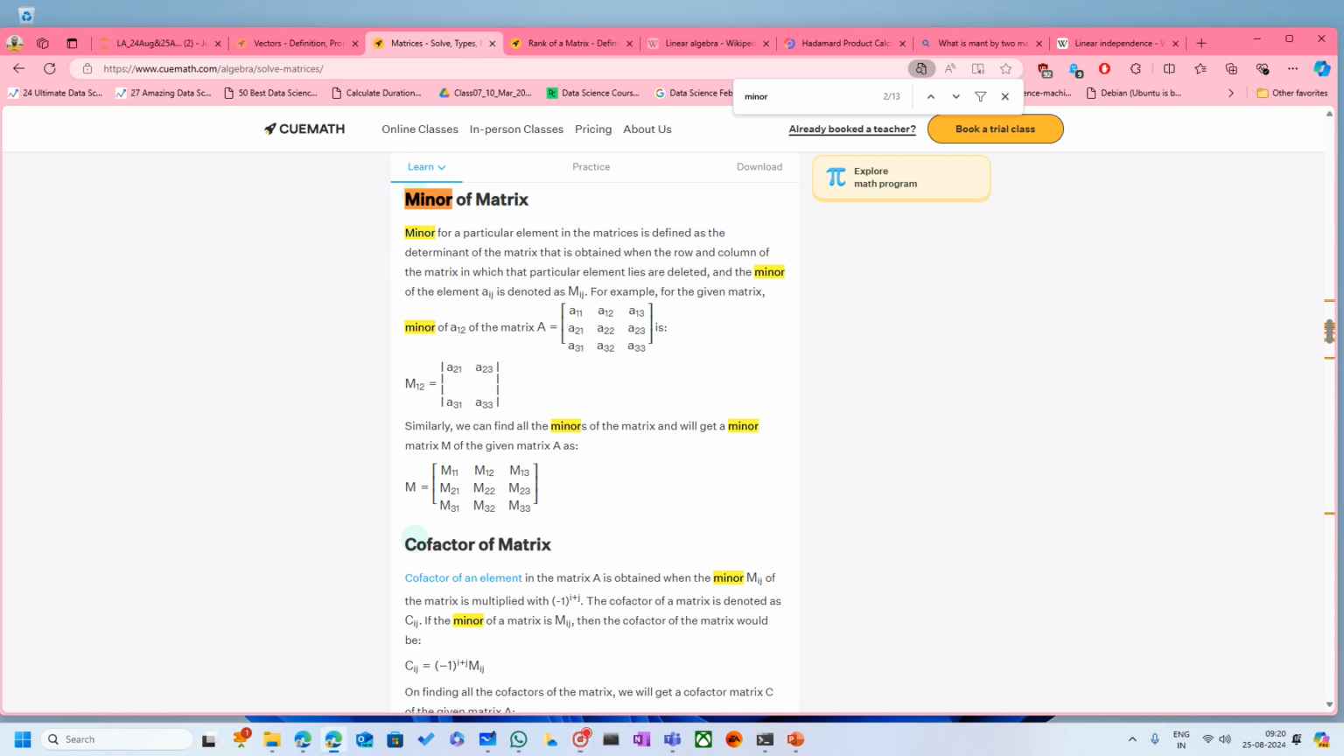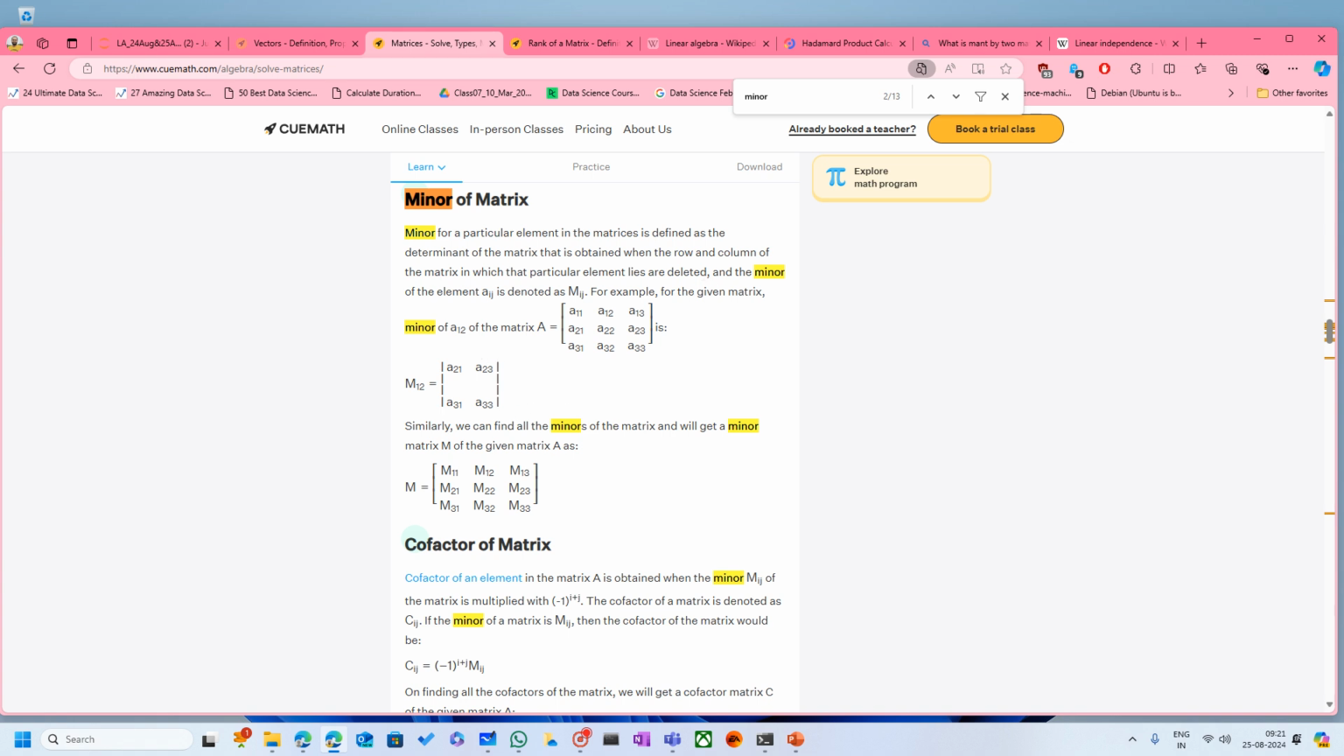First, let's understand what a minor of a matrix is. The minor of a particular element in the matrix is nothing but the determinant of the matrix that is obtained when the row and column of that particular element are deleted. That is a minor.